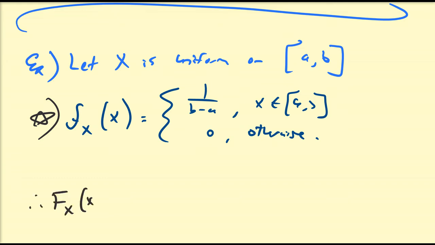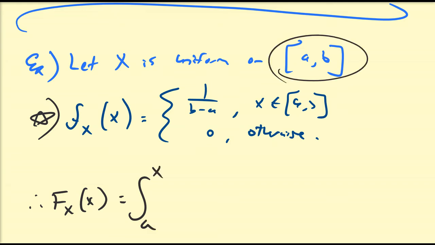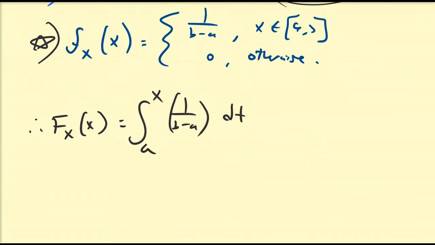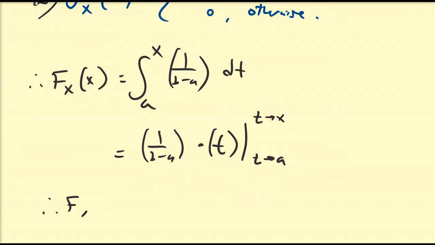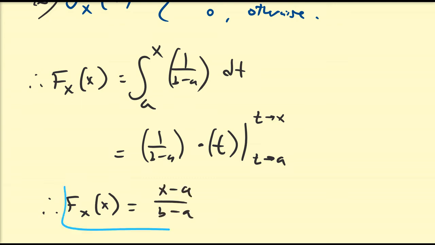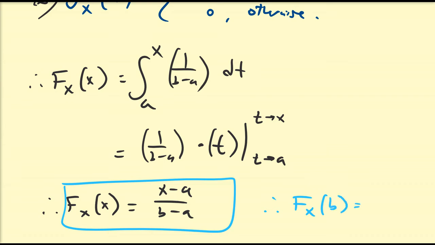So that means F_X(x), by definition, is going to be equal to the integral from the minimum of our interval, which in this case is a, up to whatever value we're interested in, x, of the constant. So 1 over b minus a is just a constant, so the integration of that is no big deal. So we have 1 over b minus a times t, evaluated as t goes to x and as t goes to a. So therefore, the general CDF for a uniform random variable is going to be equal to (x minus a) over (b minus a). It's very easy to prove as a direct corollary of that the CDF evaluated at b of a uniform random variable is just going to be equal to 1.